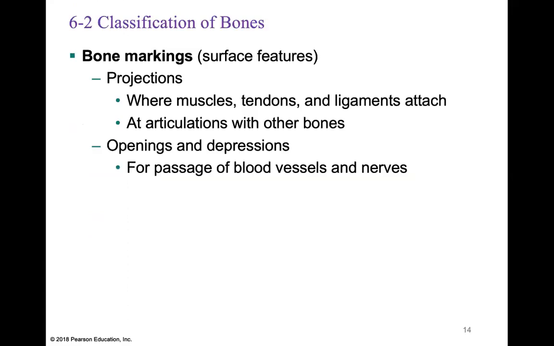Now, bones will actually have many markings or surface features. The purpose of these markings is they will either act as a projection where muscles, tendons, and ligaments can attach to. These projections could also be a point of articulation with other bones. You can also have openings and depressions. This is for the passage of blood vessels and nerves. If you have a blood vessel that needs to pass through the structure of a bone, you need to have an opening there. Okay.